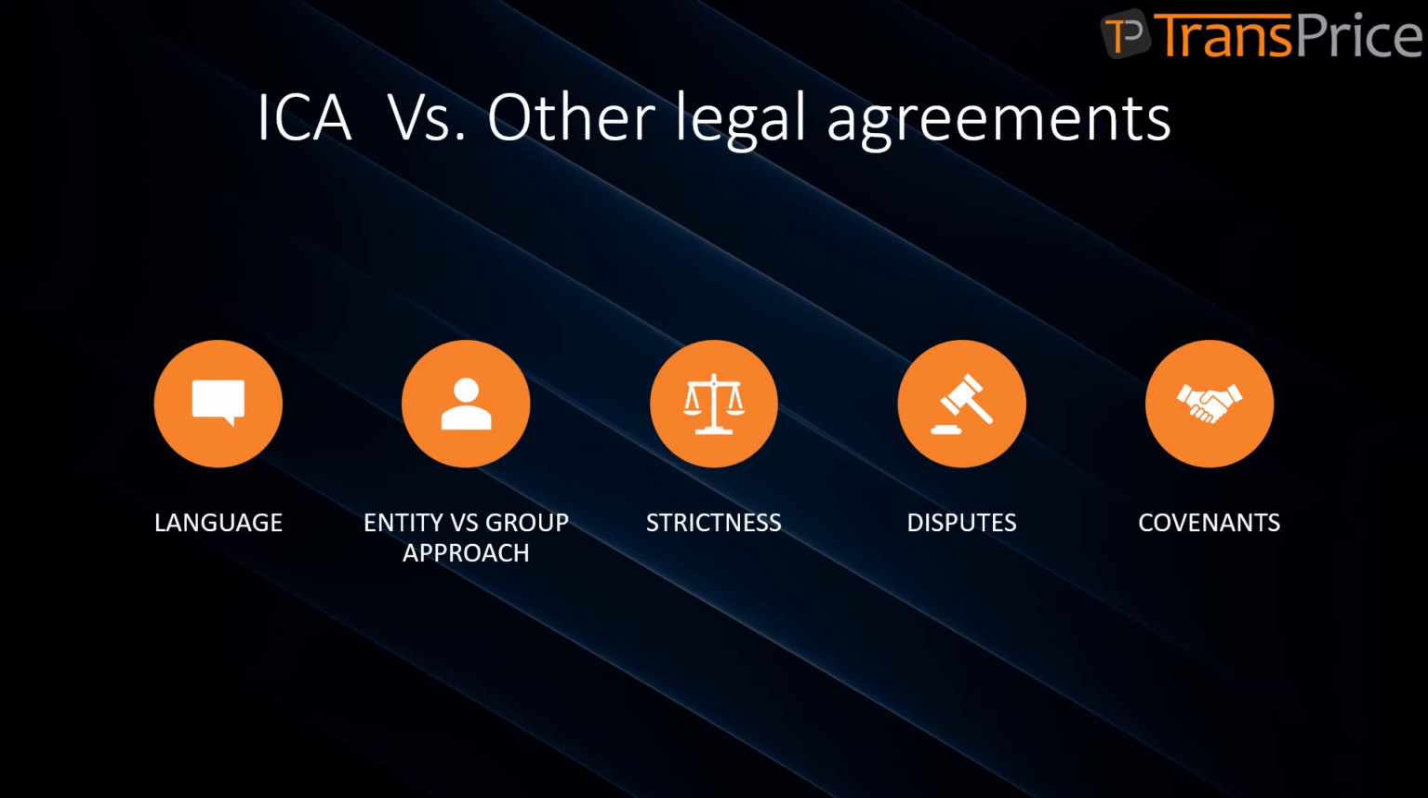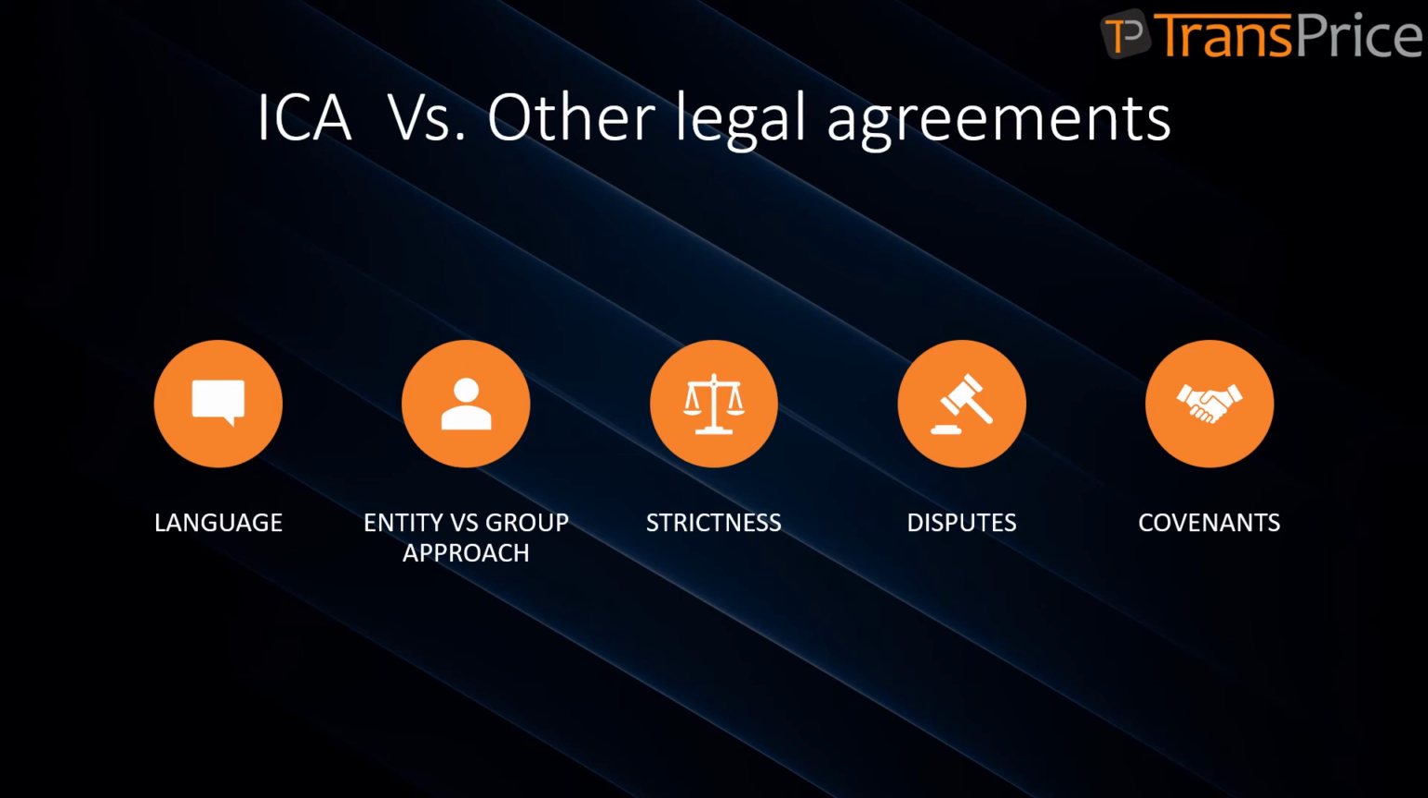Moving on, how are ICA different from legal agreements? As mentioned above, ICA are commercial agreements and they are different than general purpose legal agreements in the following ways. First, language. The language of the ICA is free flowing and simple English. It avoids legal jargon and focuses on allocation of roles and responsibilities between the parties.